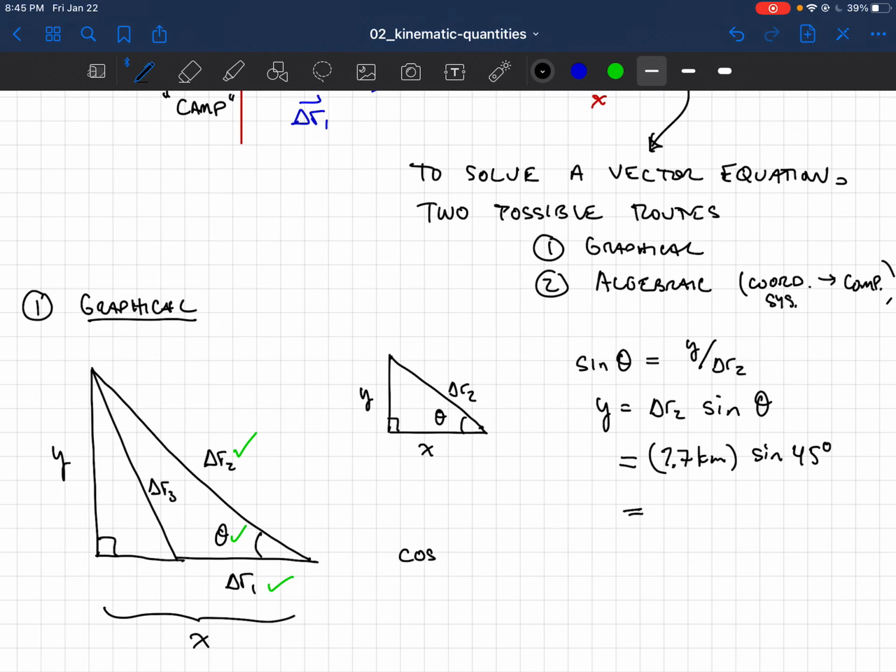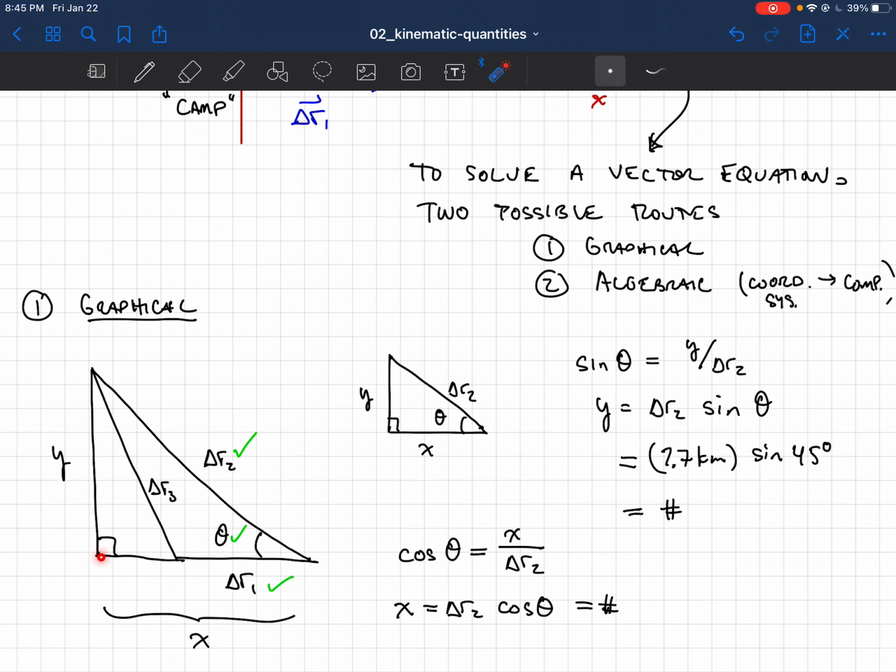Then I can find the value of x. So cosine of theta is equal to x over delta R2, or x is equal to delta R2 cosine of theta. And you could plug in the numbers for that and find a number for x. So we have a number for x and a number for y. Well, how are we going to find the unknown? How are we going to find delta R3?